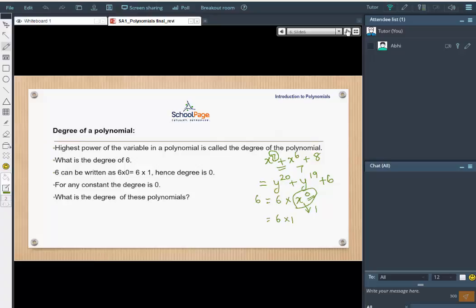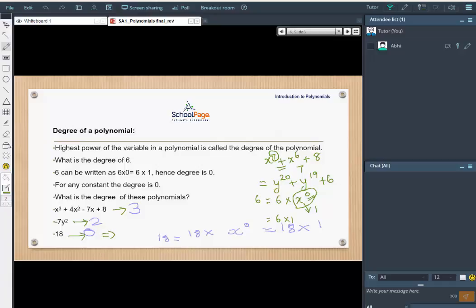Now I am giving you a few examples. Can you find the degree of those polynomials? Write the degree of this polynomial here. 3. And this one is 2. And another one is 0. Correct. 18 is equal to 18 into x to the power of 0, which is equal to 18 into 1, which is equal to 18.